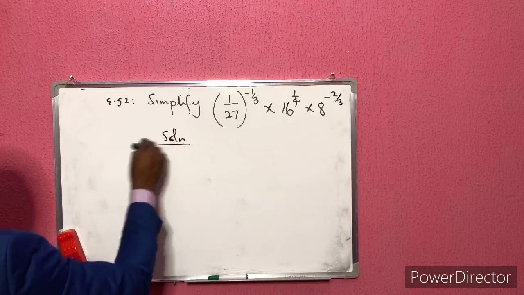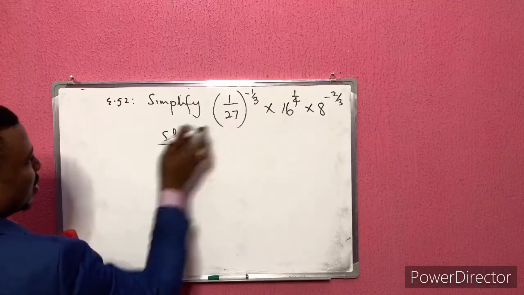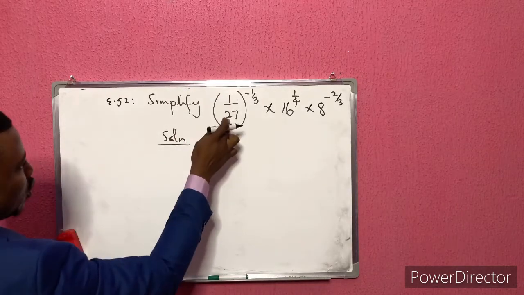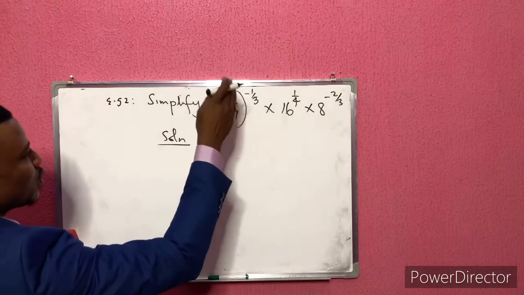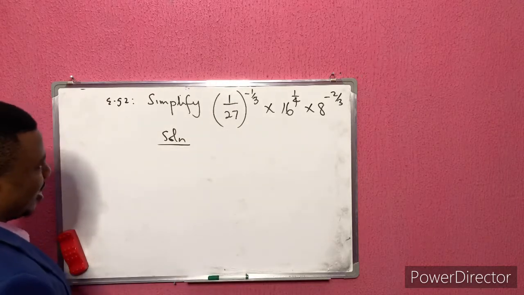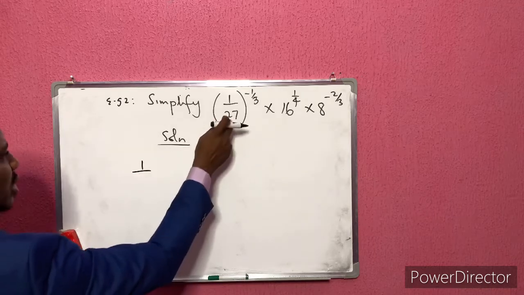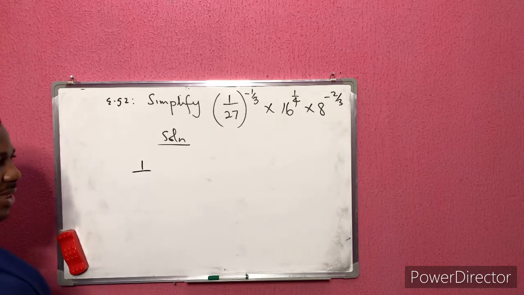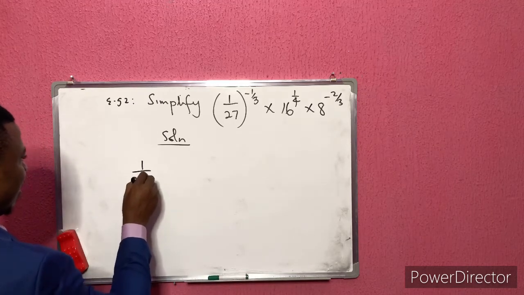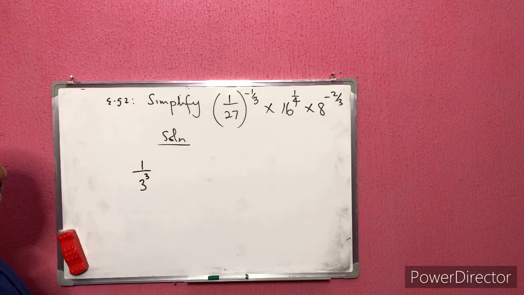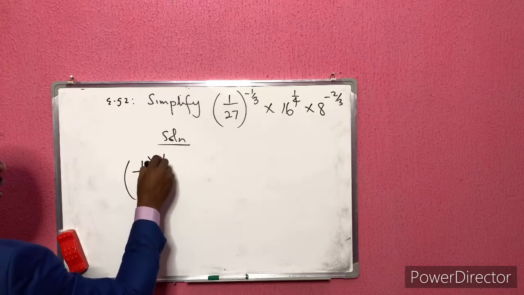Solution. Question like this. This one, 1 over 27 raised to power minus 1 over 3. We know that you can have 1 over, what is 27? 3 times 3 is 9, times 3 is 27, that is 3 raised to power 3. This will give us minus 1 over 3.